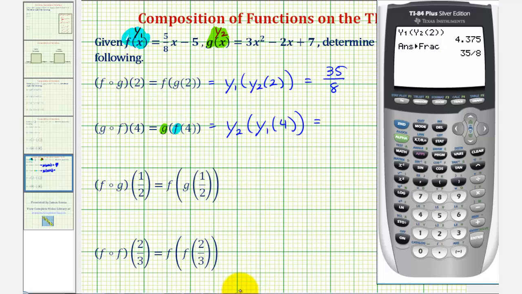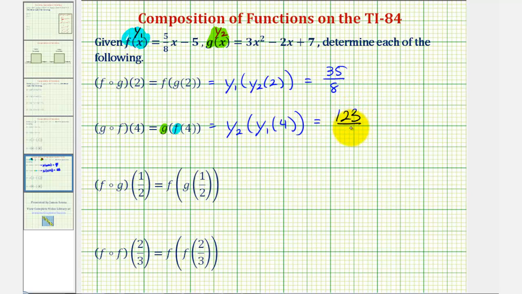So going back to the calculator, vars, right arrow, enter, y sub 2, so arrow down once, enter, open parenthesis. Now we want y sub 1, so vars, right arrow, enter, y sub 1 is already highlighted, so we press enter, open parenthesis, the input of 4, close parenthesis, and enter. We want the fraction value of this, so we press math, enter, enter, 123/4. So the composite function value is 123/4.